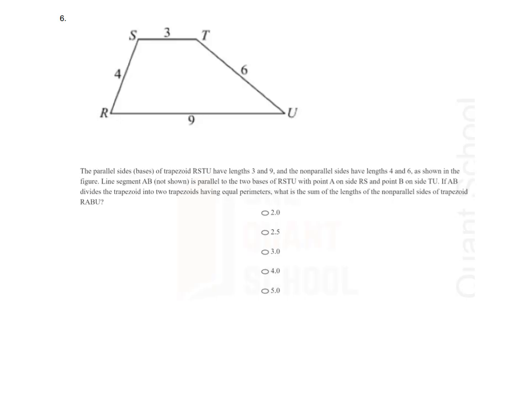Okay, this is a very tricky problem. Let us solve it. Let us draw a line that is AB. Okay, so A is on the side of R and B is on the side of U. So RABU is one trapezoid and ASTB is another trapezoid. So the perimeters of both trapezoids should be equal. Now RSTU equal to 22. That is the what? Perimeter, I think.